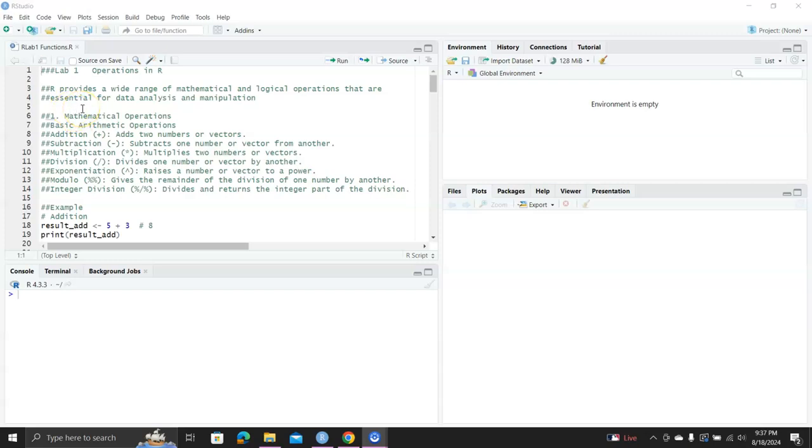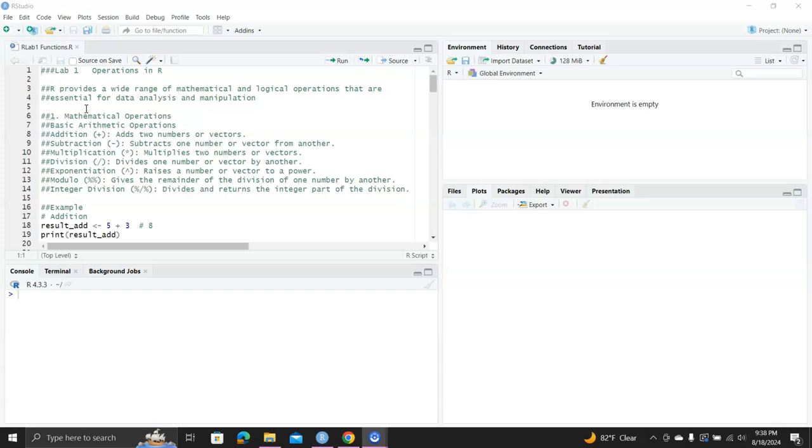Hey, in this video, I'm gonna just go over some operations functions in R. Basically, R provides a wide range of mathematical and logical operations, and they are essential for data analysis and data manipulation. Okay. First, let's just go over some basic mathematical operations.